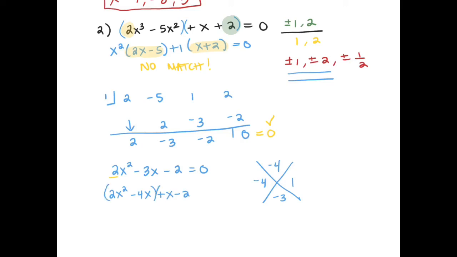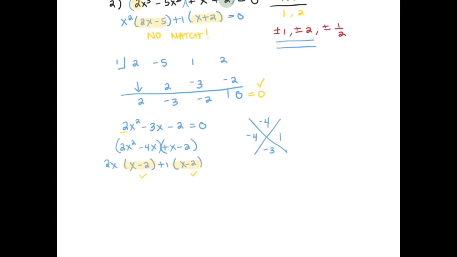Now group. The first group has a 2x in common, so I'm going to take that out. My second group has a 1 in common, so take that out. Notice this time the binomials match. They're both x minus 1. That's what tells you that this method works. So now I've got x minus 1 times 2x plus 1.